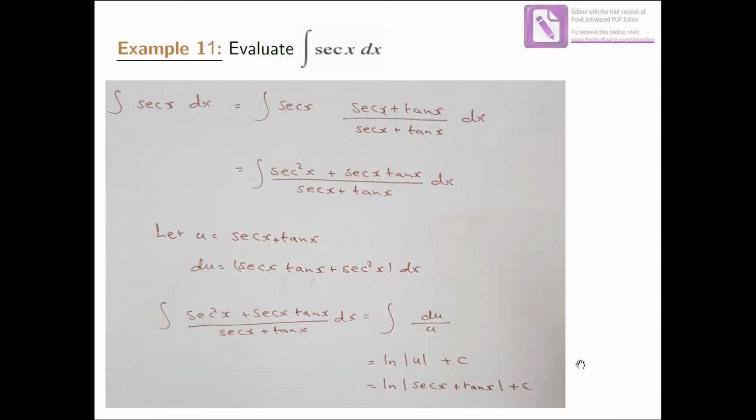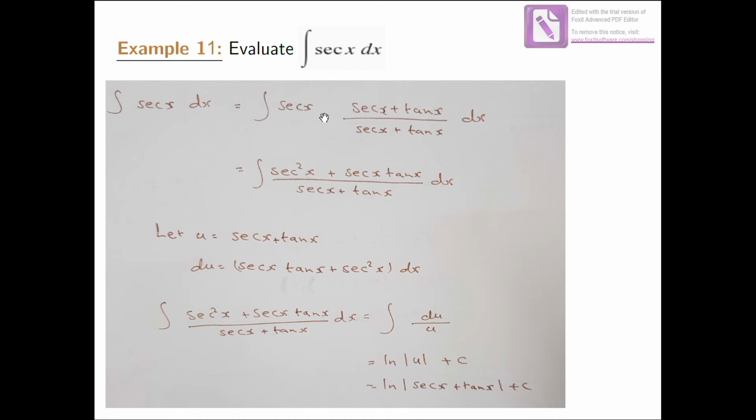Then we have to evaluate the integral of sec x dx. So the integration of sec x, we cannot simplify this function, but we have to manipulate this function to make it easy for us. So we will multiply this function by sec x plus tan x, and we will divide by sec x plus tan x. Sec x plus tan x over sec x plus tan x gives us 1.